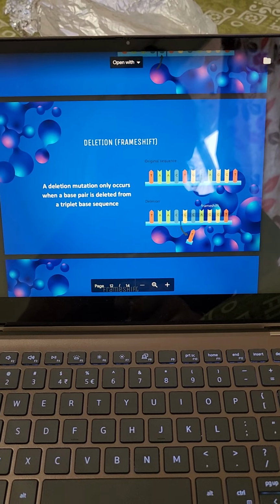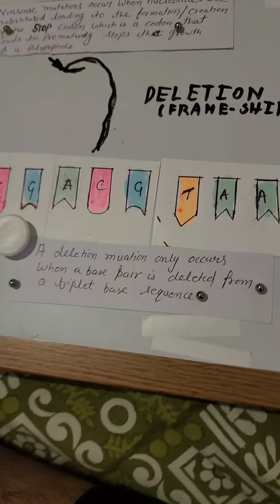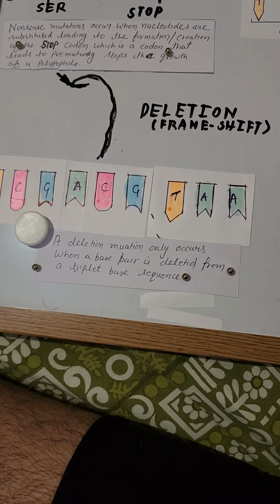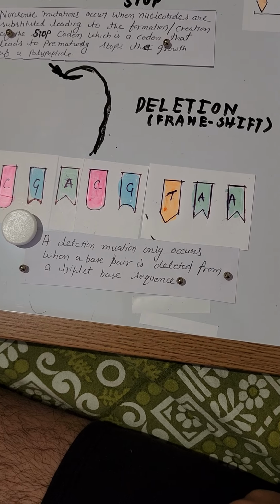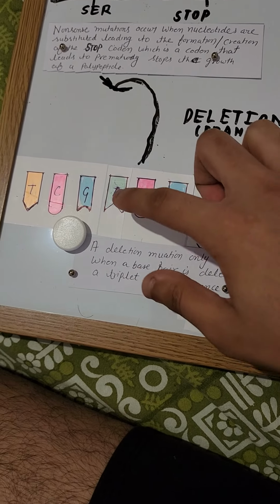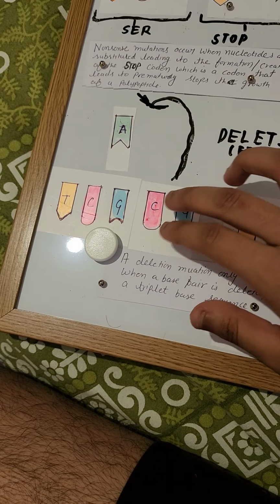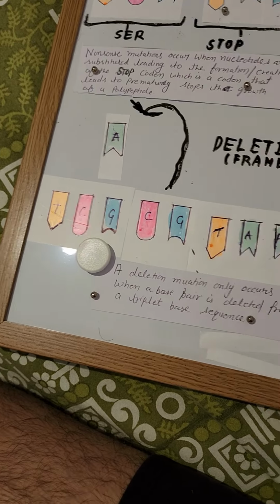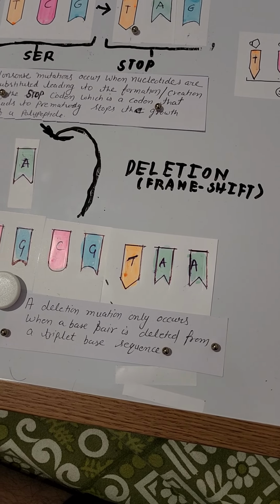Deletion, frameshift. A deletion mutation can be seen here at the bottom of the model. Deletion mutations only occur when a base pair is deleted from the triplet base sequence. This can be seen here. When A gets deleted, the chain moves in together. This stops the growth of the polypeptide, similar to insertion.